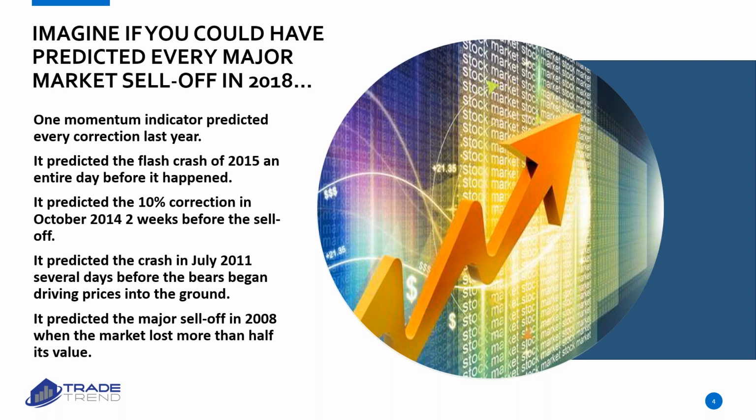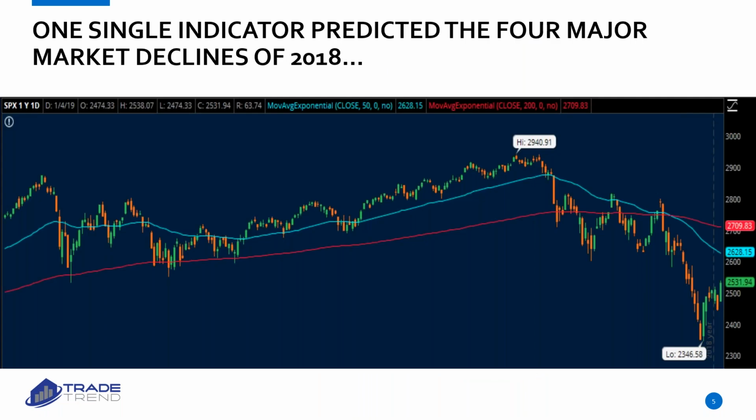So I'm going to show you guys how this one indicator actually could have predicted these corrections. So this isn't an anomaly. It's not a one-off. This actually works long-term. It's worked decades in the past and will continue to work decades into the future. So this is a chart of the S&P 500, ticker SPX.